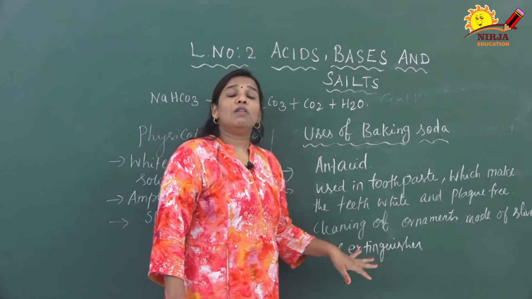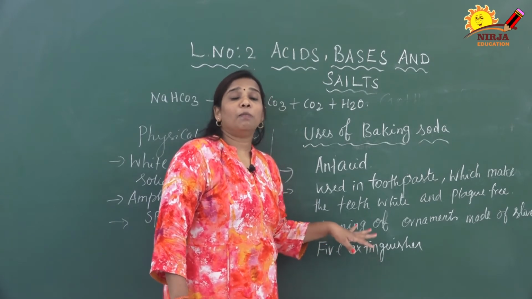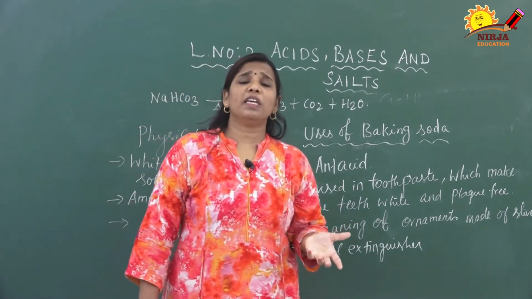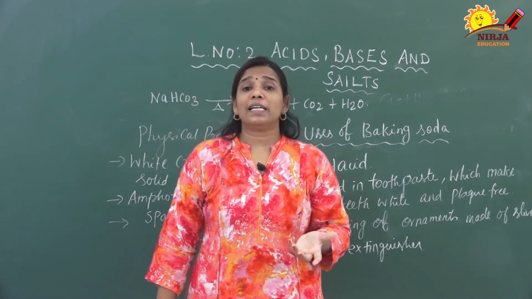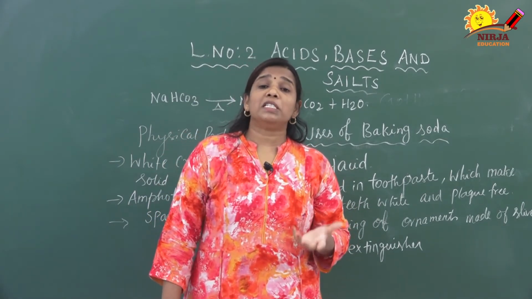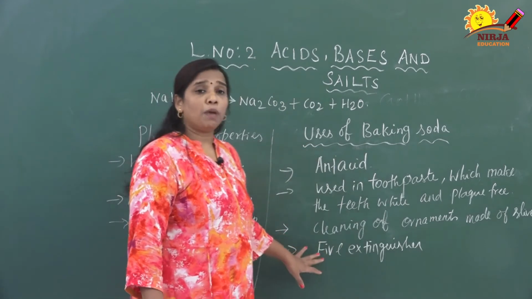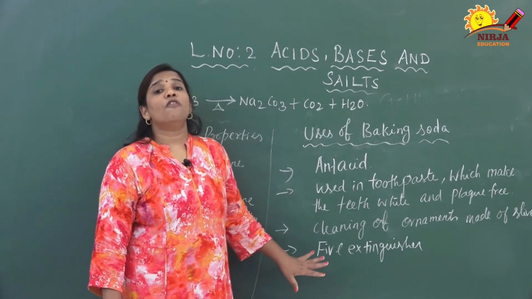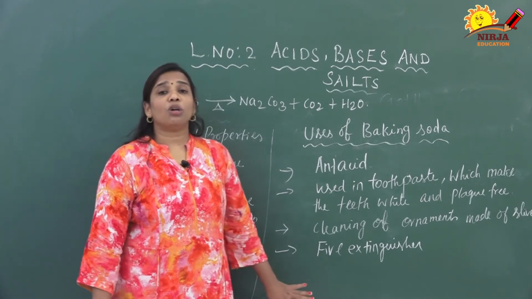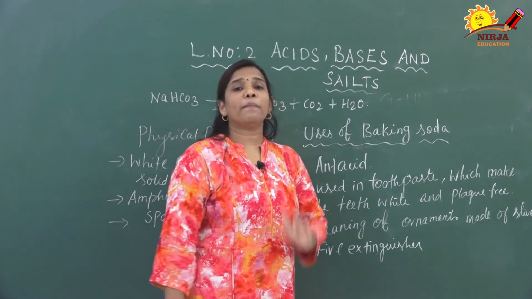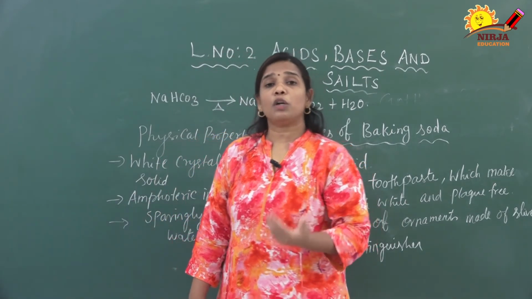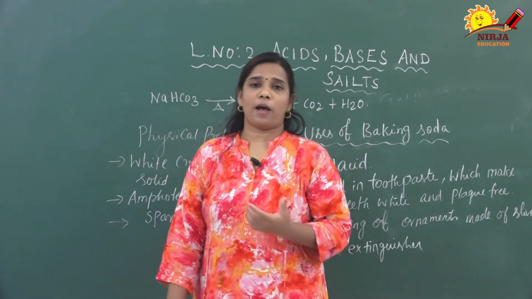Next, silver ornaments can be cleaned with the help of baking soda, because silver reacts with atmospheric air and converts into a black color appearance. That black color appearance we can remove with the help of baking soda. Fourth use is that sodium bicarbonate acts as a fire extinguisher. These are the different uses of sodium bicarbonate. I hope you have understood sodium bicarbonate. Next we are going to discuss washing soda.